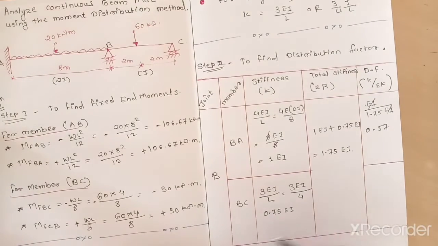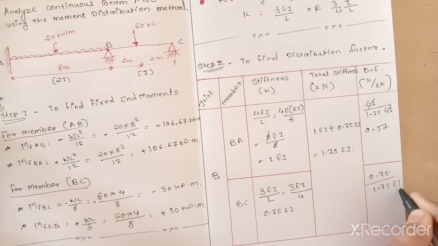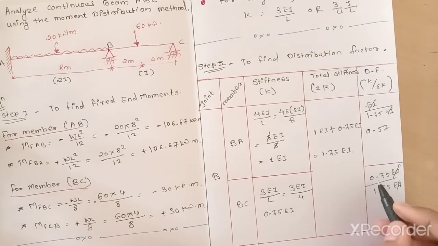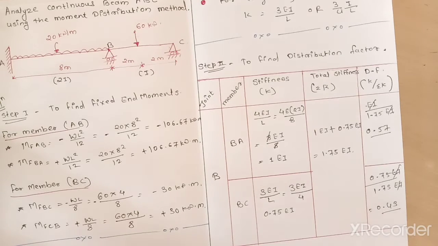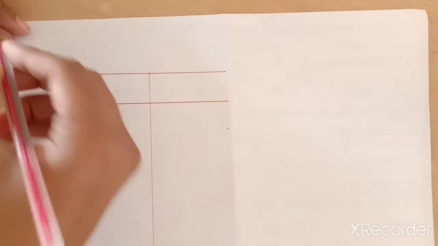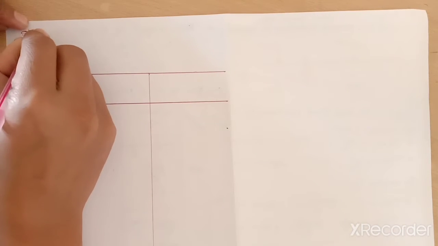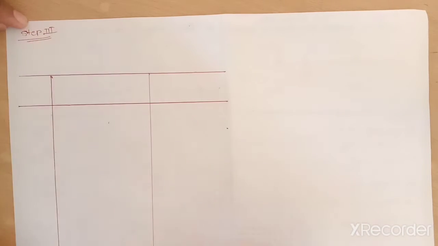Then next, BC member, K is 0.75 divided by 1.75. Here EI gets cancelled. So 0.75 divided by 1.75 is 0.43. So for BC member, our distribution factor is 0.43. Then next step is step number 3, moment distribution.